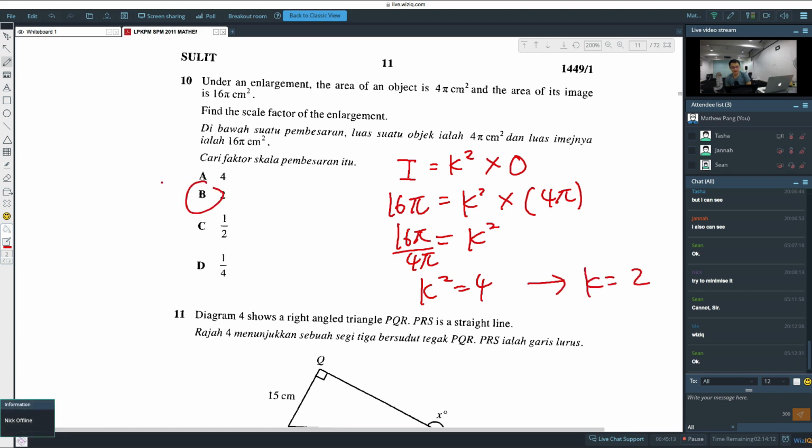This is how we find the scale factor. You just remember this formula. Area of image equals scale factor squared. The square you must always remember, multiplied by area of object. Okay, let us move on to 11.